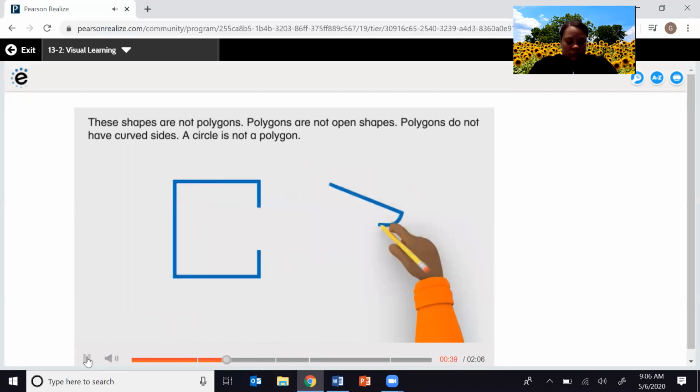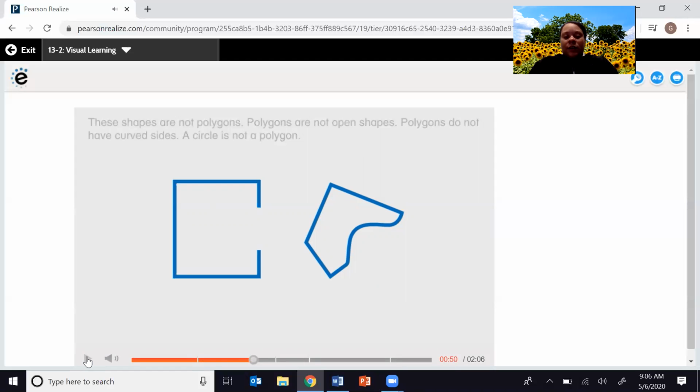These shapes are not polygons. Polygons are not open shapes. Polygons do not have curved sides. A circle is not a polygon because it does not have any sides. These are not considered polygons because, well, look at this. Curved sides, not a polygon. Open sides, not a polygon.